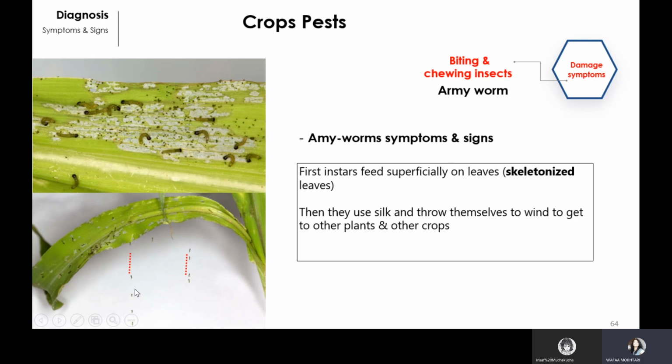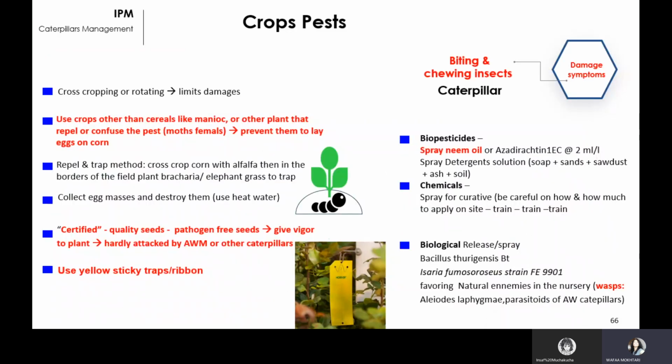There is another thing. You can see some silk, okay, and some larvae, and you think that it is a spider, but it is a larva with the silk. They do this because they need the wind, and the wind will take them to other plants to make more damages. So how to control this caterpillar?